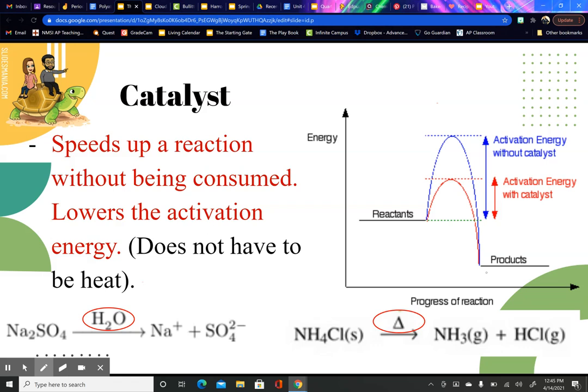I also showed you here at the bottom of the screen that a catalyst will appear over the arrow, but it's not always a triangle. Like this one on the left, for example, has H2O above the arrow because for this particular reaction, water is a catalyst. So anything that acts as a catalyst in a reaction will appear over the arrow. It's not always heat. Heat does usually make things happen faster, but it could be other things as well.